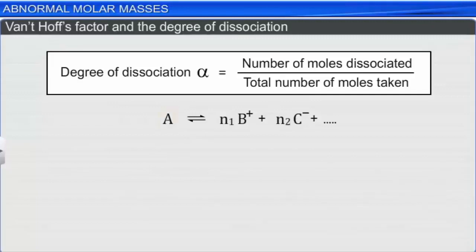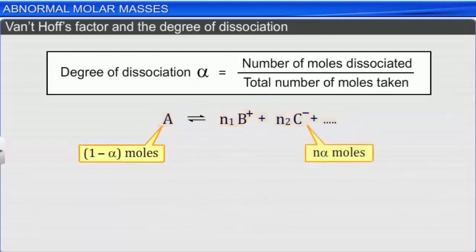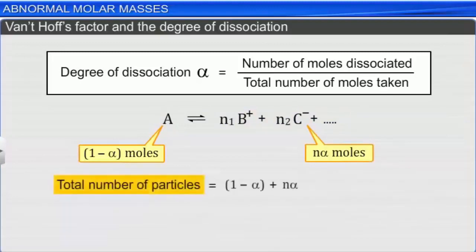Suppose one molecule of electrolyte A gives n number of ions on complete dissociation. That is, in general, A dissociates to give n1 moles of B plus n2 moles of C plus and so on, such that n1 plus n2 plus and so on is equal to n. If we start with 1 mole of the solute, at equilibrium we have 1 minus alpha moles of the undissociated molecules and n alpha moles of the ions. Thus, the total number of particles present at equilibrium is equal to 1 minus alpha plus n alpha, or 1 plus (n minus 1) alpha.